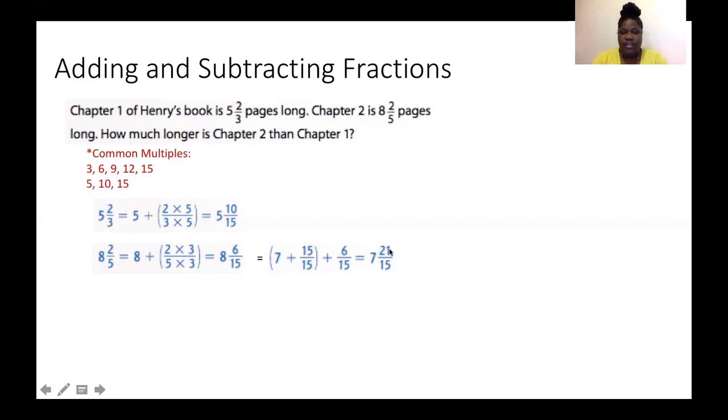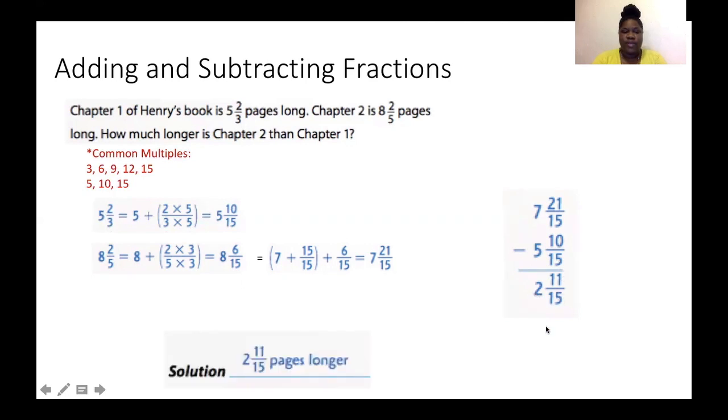So now I can finally subtract. 7 and 21/15 minus 5 and 10/15 is equal to 2 and 11/15. So chapter 2 is 2 and 11/15 pages longer than chapter 1.